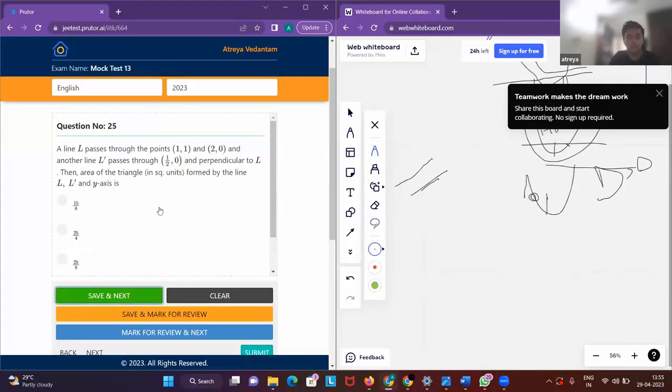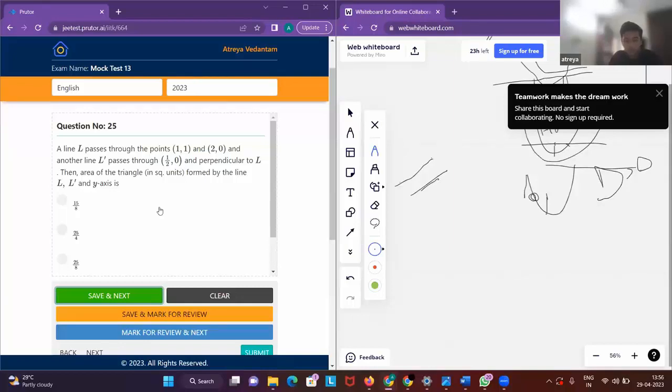A line L passes through (1, 1) and (2, 0). So by this, you can ascertain its slope to be -1, right? And L dash passes through (half, 0) and is perpendicular to L. So its slope has to be 1. So what is the area of the triangle formed between the y-axis, L and L dash? Okay, so since the slope is 1, the equation of L dash is going to be y is equal to x minus half, right? Which means it intersects the y-axis at (0, minus half), right?